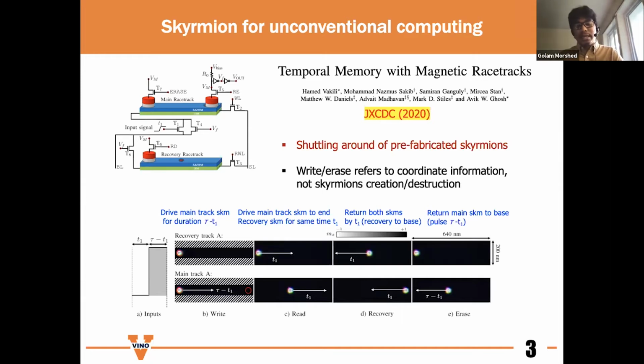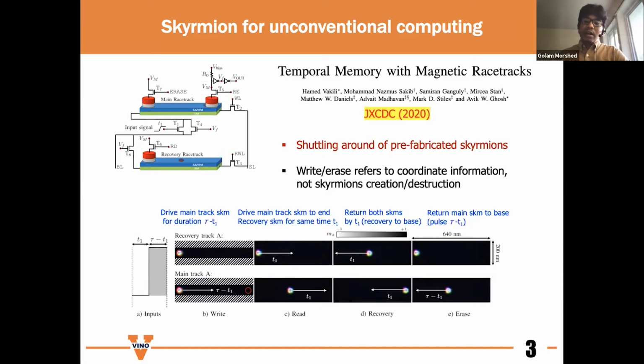This is basically a prefabricated skyrmion, and we are shuttling the skyrmion through electrical current, and their different positional coordinates are basically storing the timing information of the incoming data, and this could be used for write, read, recovery, and erase operations. Just a small note here: write or erase doesn't refer to the nucleation or destruction of the skyrmions. Rather, it refers to the coordinate position.